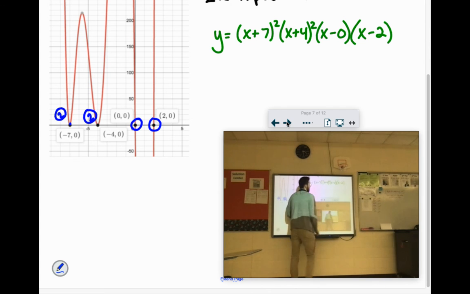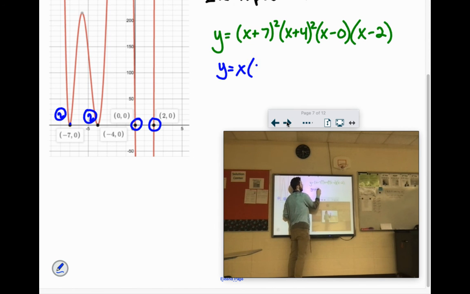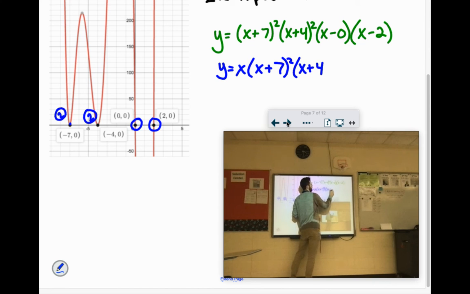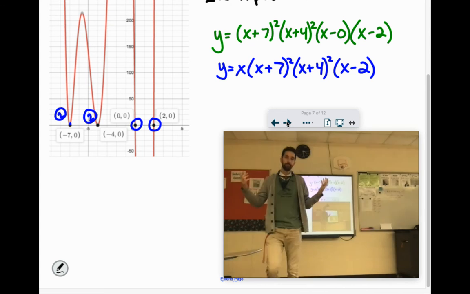Now that x minus 0, I just didn't have the space for it. It should just be an x out in front. So we have x, we have the x plus 7 squared, we have the x plus 4 squared, and we have the x minus 2. Remember, the order of the parentheses does not matter, as long as you have the right symbols with the right numbers with the right exponents. So that was fun.